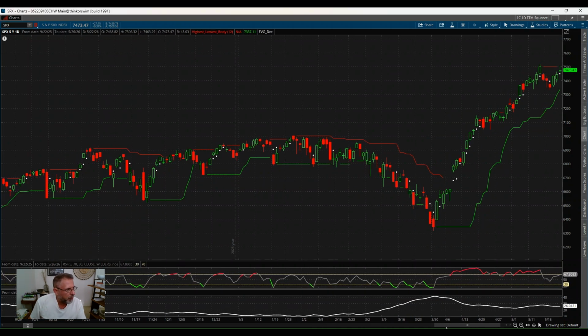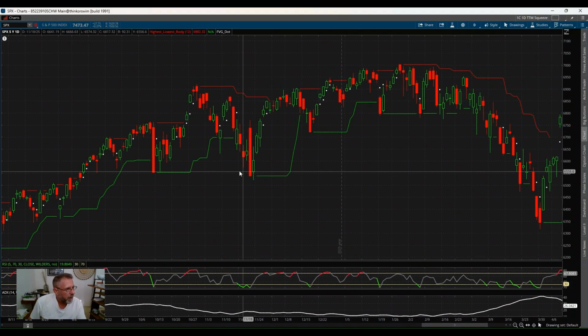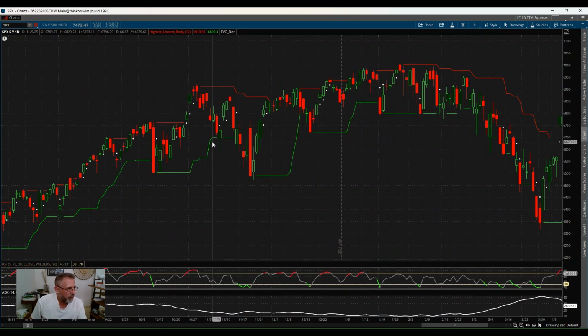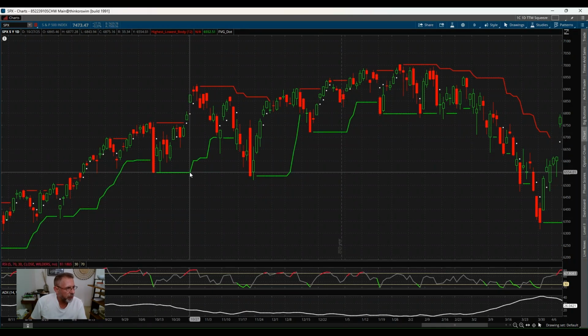Here's an example of how I picked the number 12. 12 sessions, in this case 12 trading days, is 2.5 weeks. And then it starts falling higher. In some cases I wish it held that line longer, because here, which is basically a month later, what did it do? It came down and wicked right down to the body low. So it does this over and over and over again.